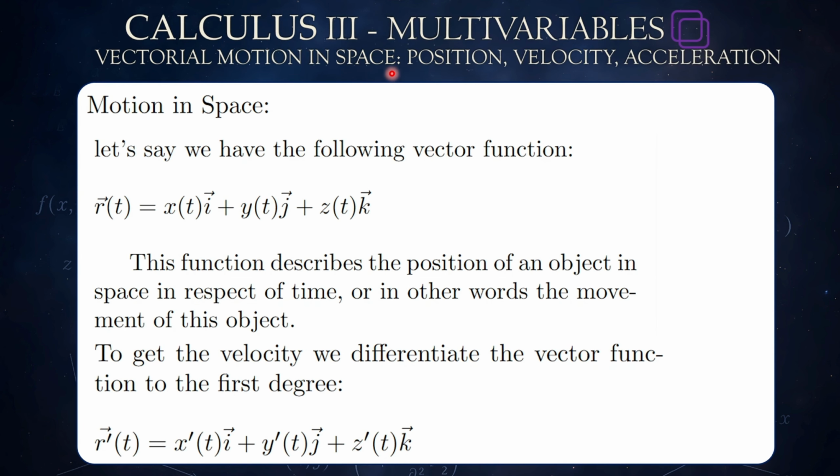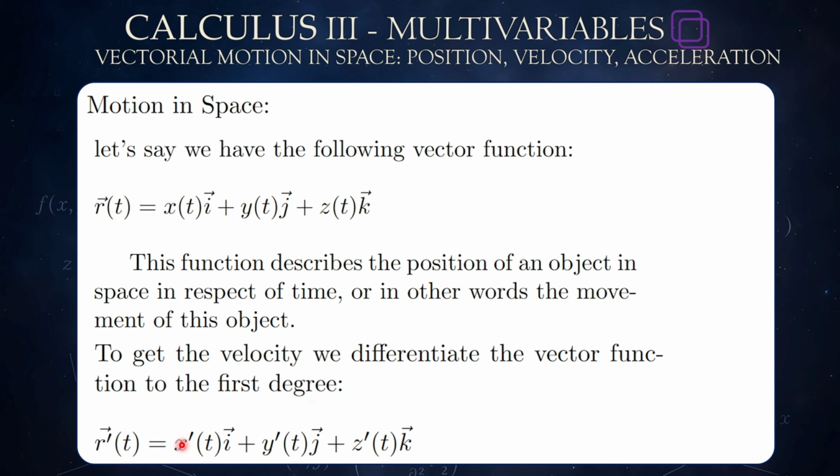Vectorial motion in space: position, velocity, and acceleration. So let's say we have the following vector function: r(t) = x(t)i + y(t)j + z(t)k. This function describes the position of an object in space with respect to time, or in other words, the movement of this object. To get the velocity, or the rate of this displacement, so to speak, we differentiate the vector function to the first degree.